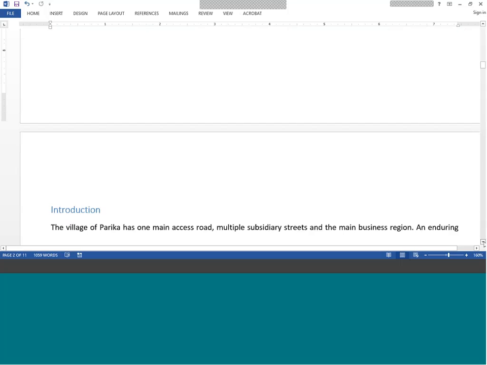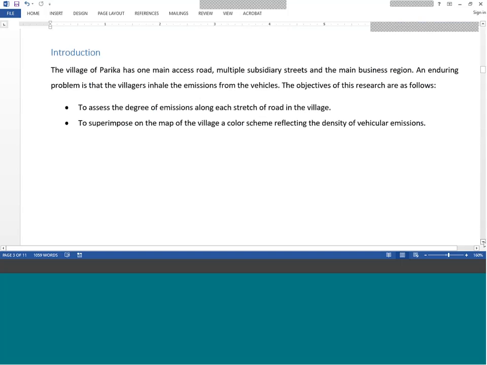So if we go to the introduction, we see that as far as possible, because of the limit on the words, our introduction should be brief. The village of Pareto has one main access road, multiple subsidiary streets, and the main business area. An enduring problem is that villagers inhale the emissions from the vehicles. The objectives of this research are to assess the degree of emission along each stretch of road, and to superimpose on the map of the village a color scheme reflecting the density of vehicular emissions.